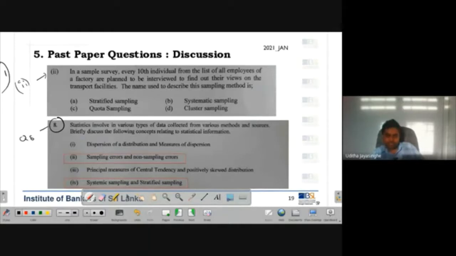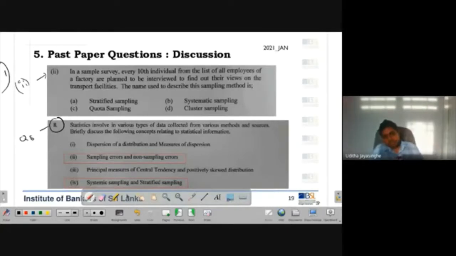Now similarly, during the past couple of papers, this year also we could observe that brief explanation. Briefly discuss the following concepts related to statistical information. Now this is where, students, you have a bit of flexibility. Once you say the word discuss, that means you can define, you can put up some comparisons about the items being questioned.